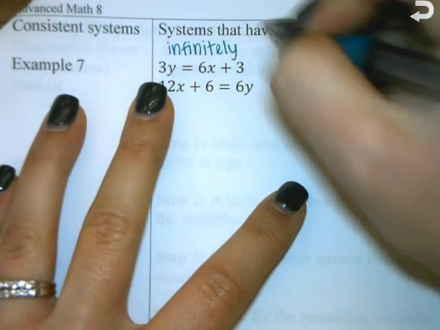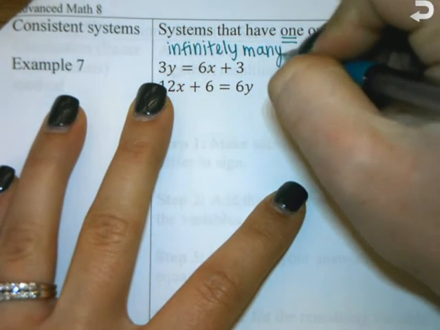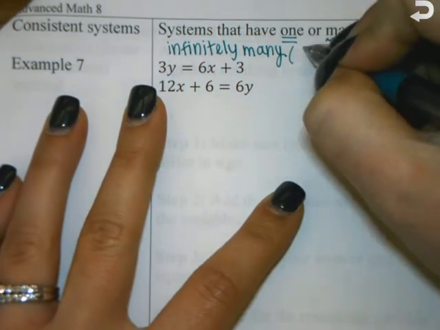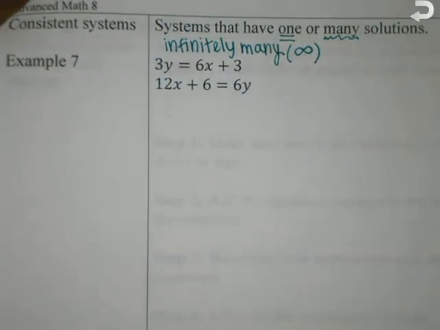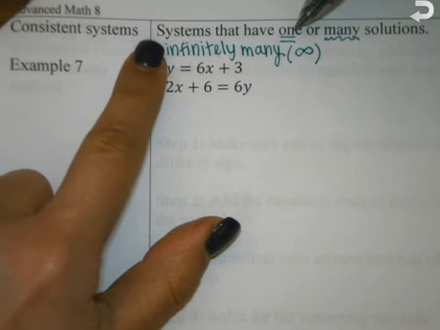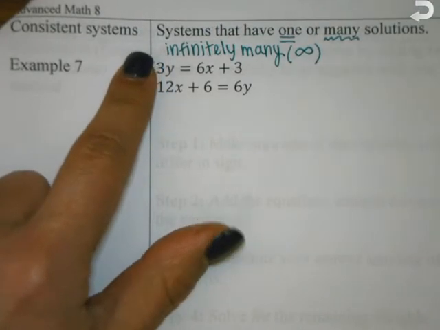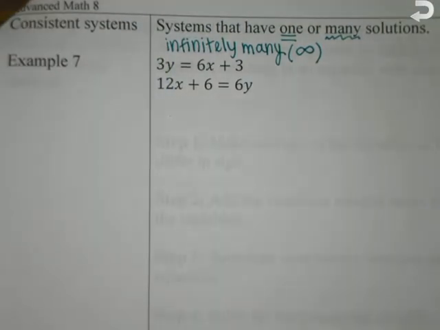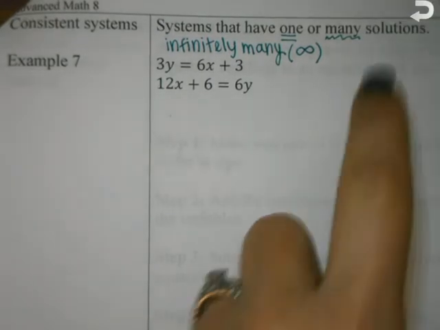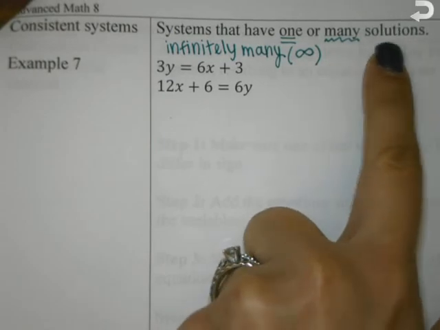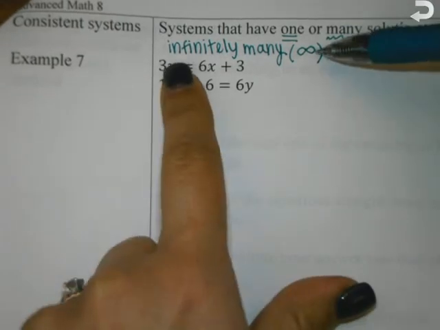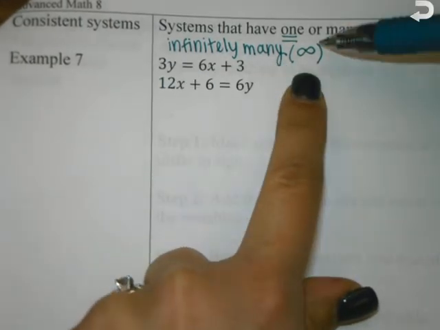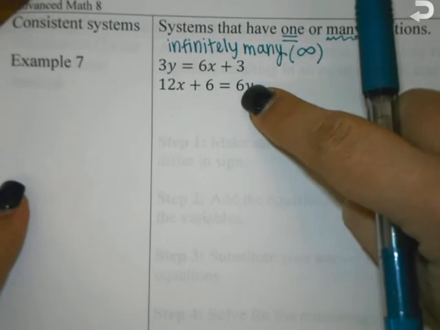If you want to write infinitely many, you can use the infinity symbol, which is a sideways 8. Okay? So a consistent system is a system that has one solution, which is everything that we've done so far. All of the previous examples, 1 through 6, have one solution. Or they could have more than one, or what we call many solutions. And typically, if it has more than one solution, it would have infinitely many solutions. And you use the infinity symbol. Write down example 7, and I'll show you what I mean by infinitely many solutions.